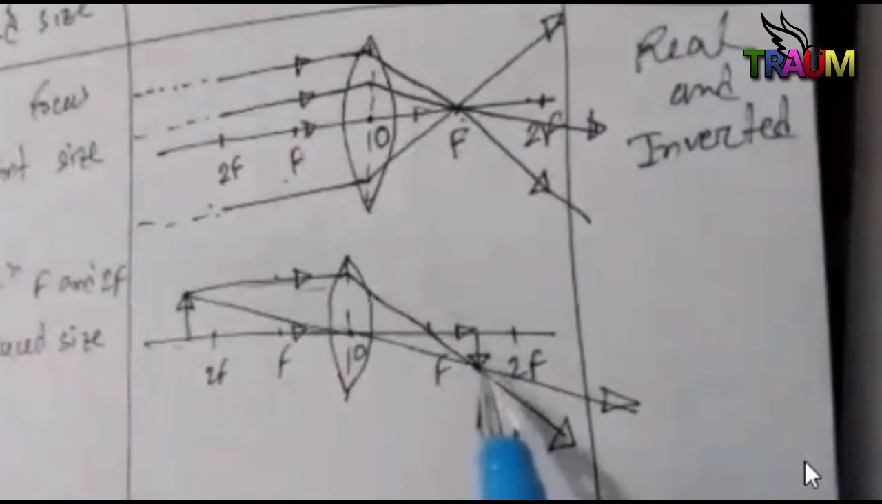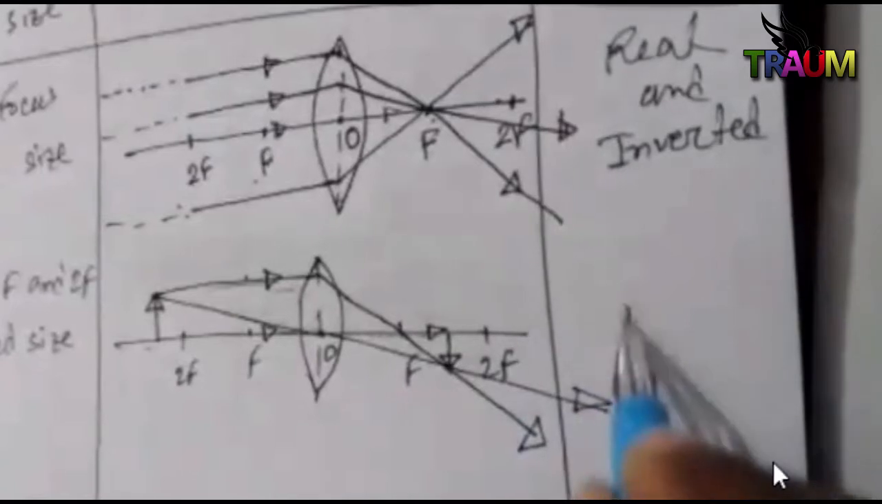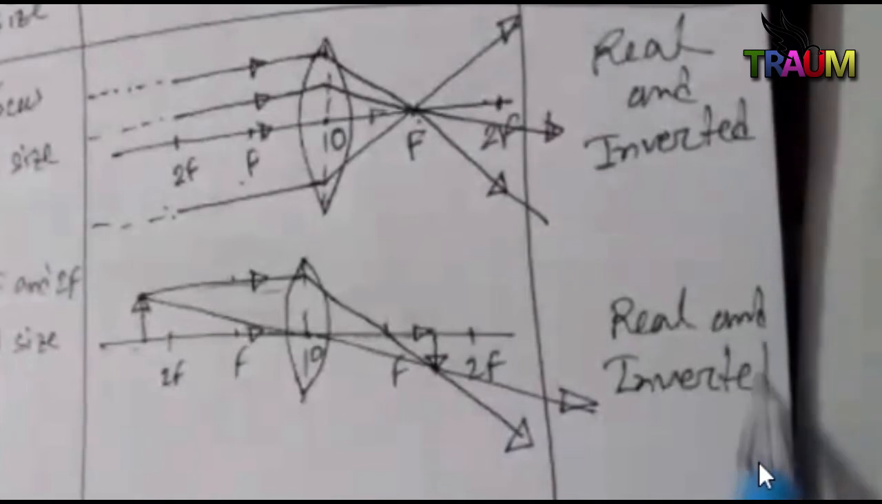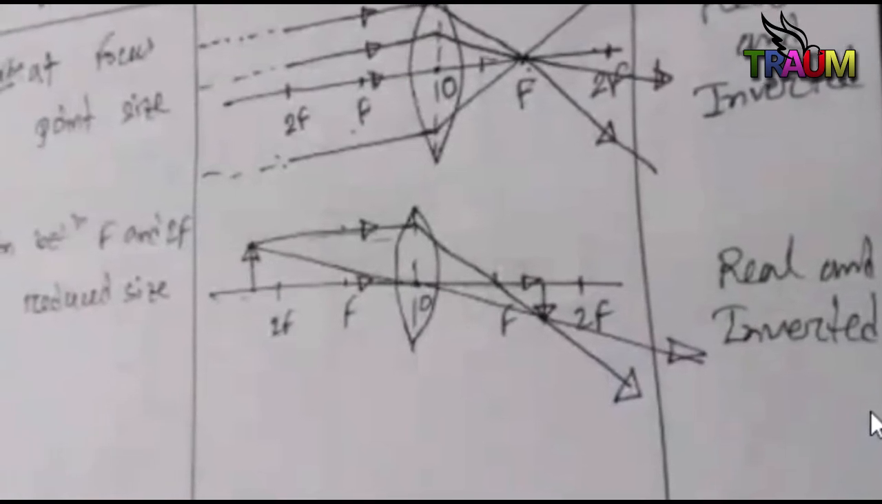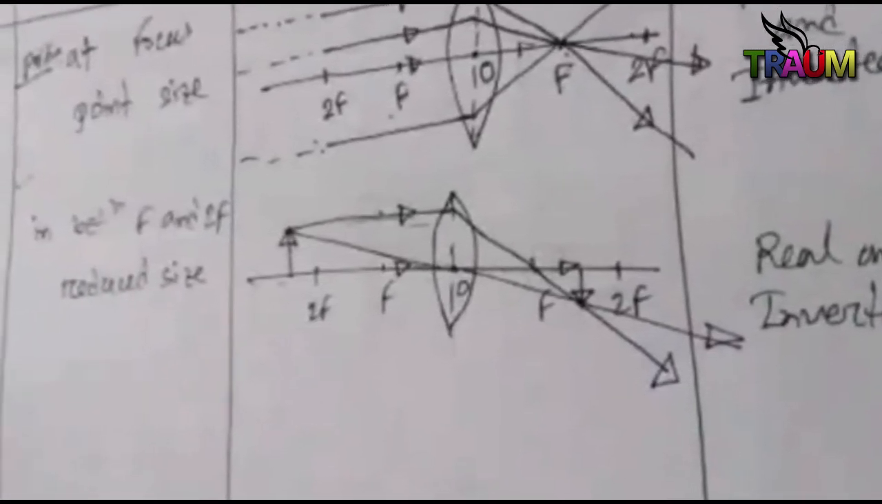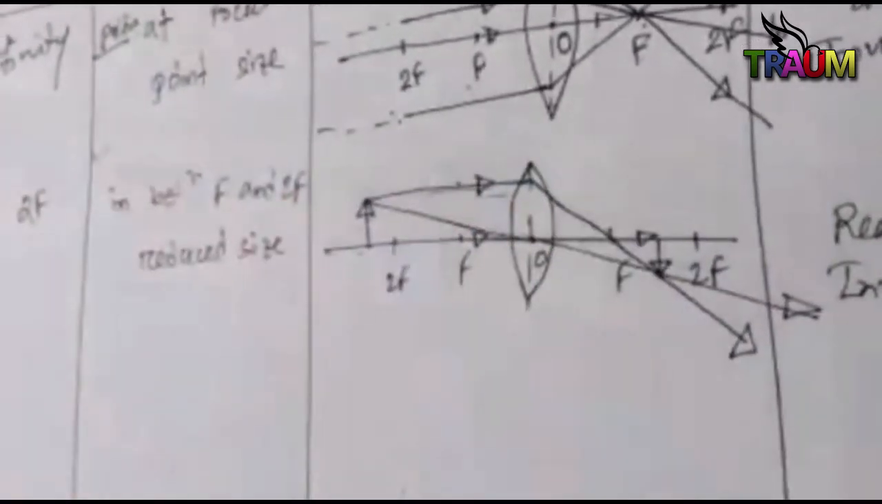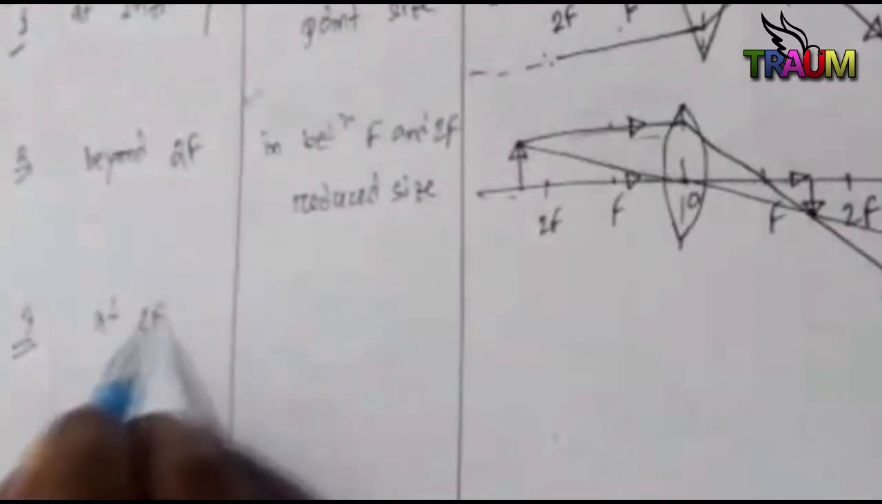Then, nature of image, is it real or virtual? Real, right? Yes, ma'am. Now, placing the object closer to the lens. The next position is twice F, right? Yes. That is twice F.